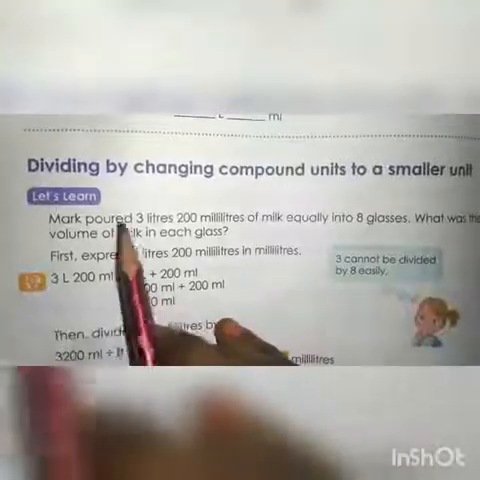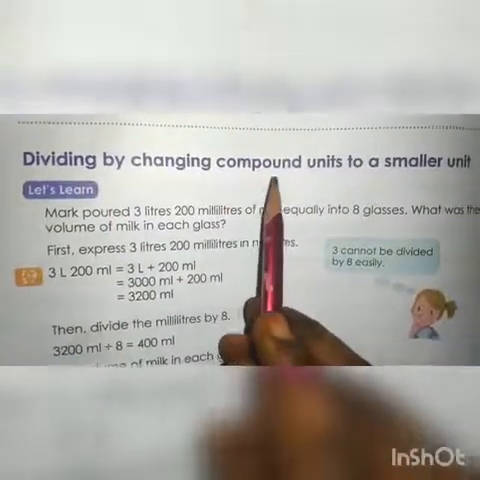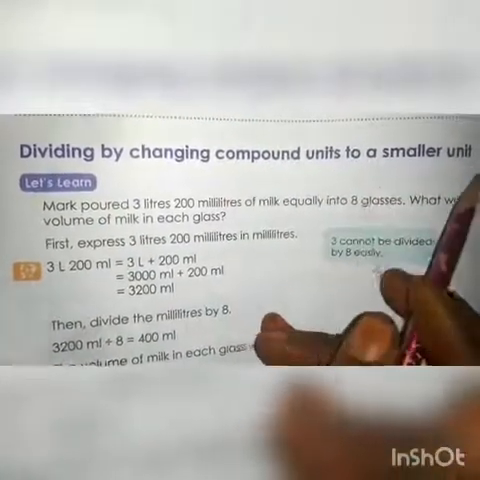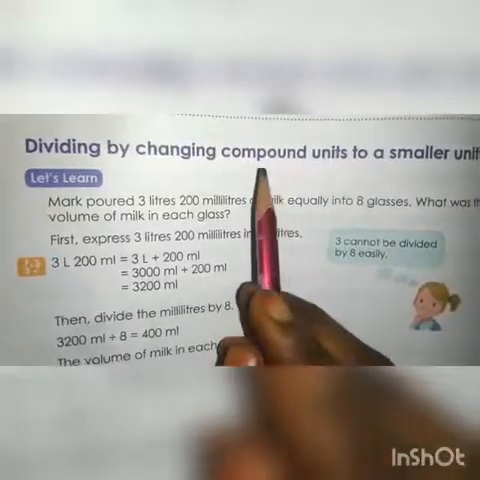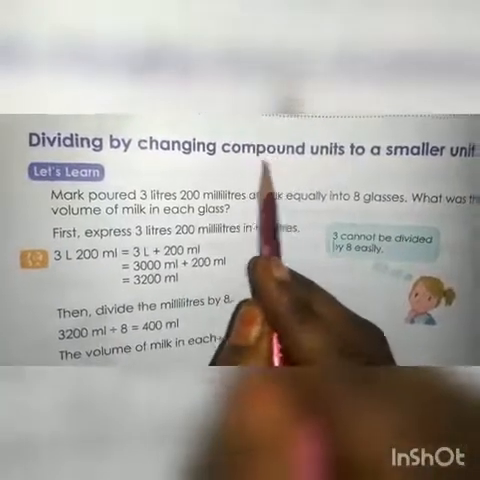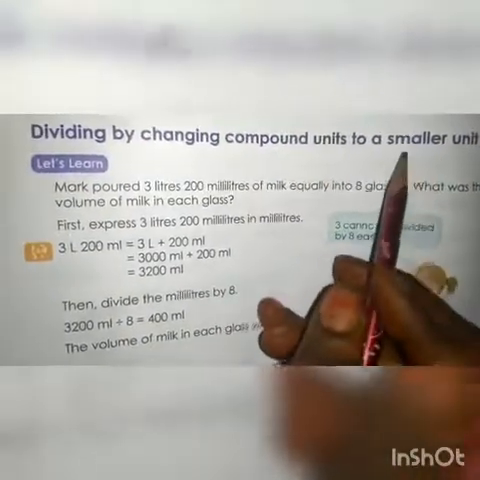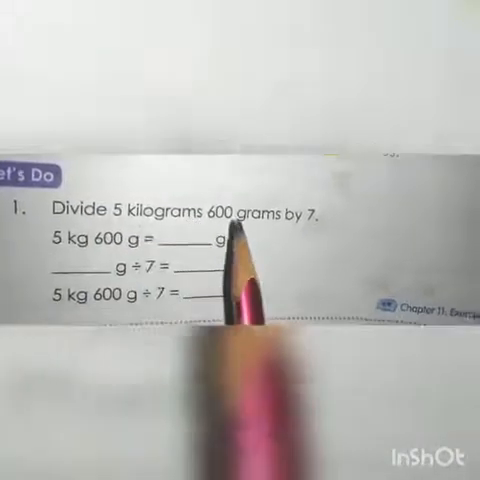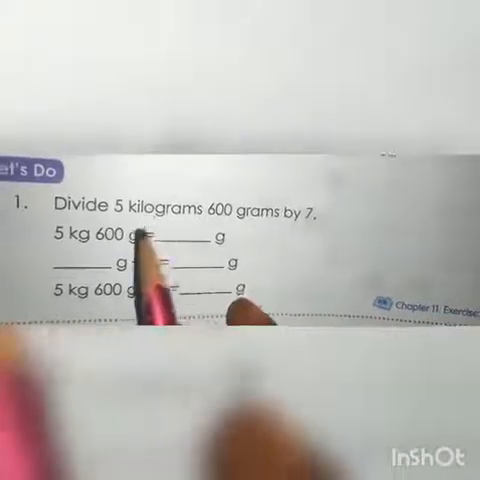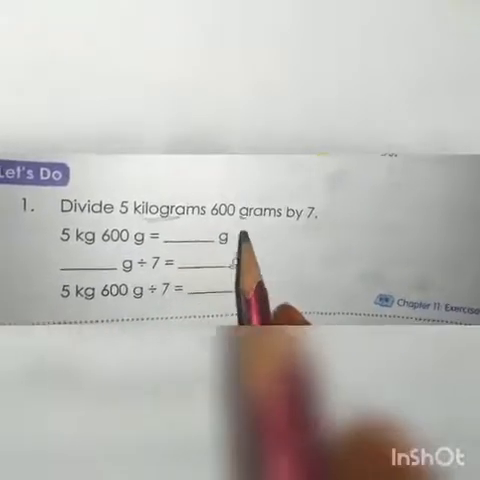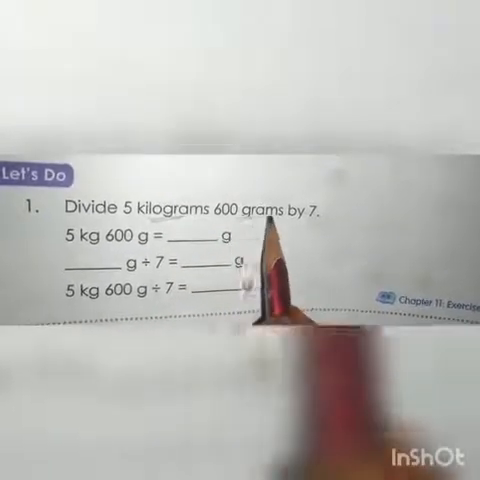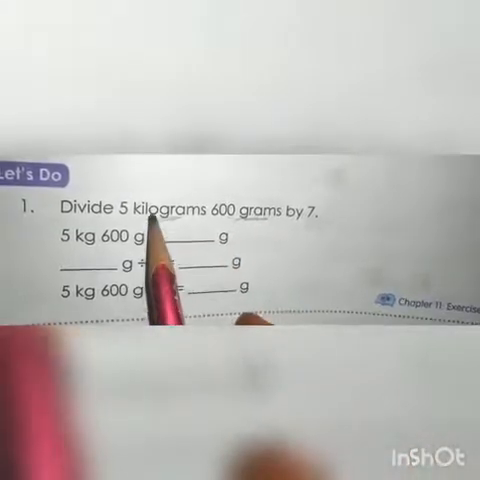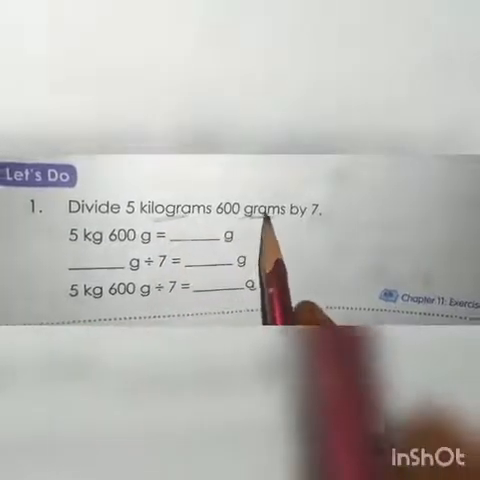Here next topic is dividing by changing compound units to a smaller unit. So here what we are going to do, the bigger unit should be changed into a smaller unit. Okay, let me see the problem. Divide 5 kilogram 600 gram by 7. Here kilogram is the compound unit, with smaller unit is also given. So we have to convert kilogram into gram.